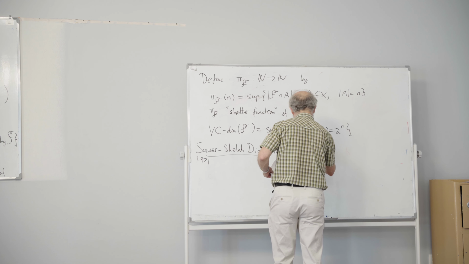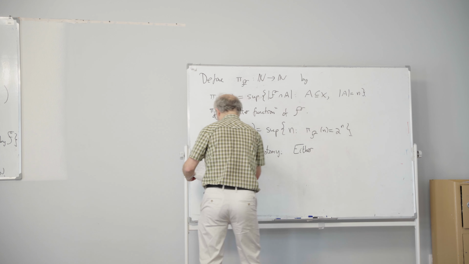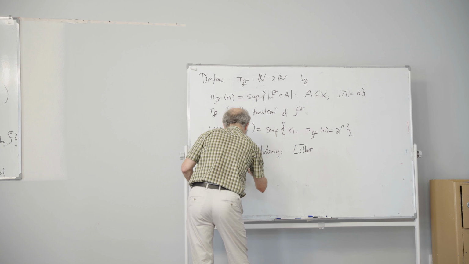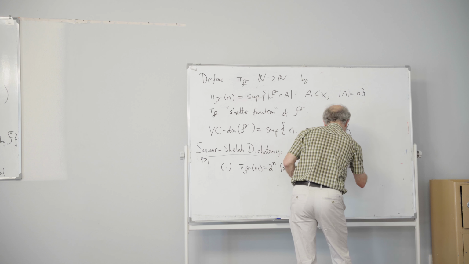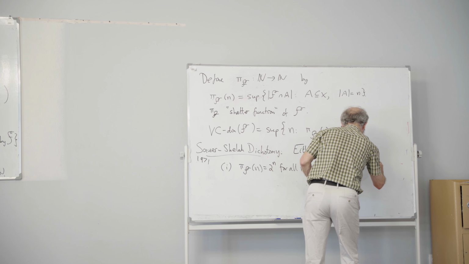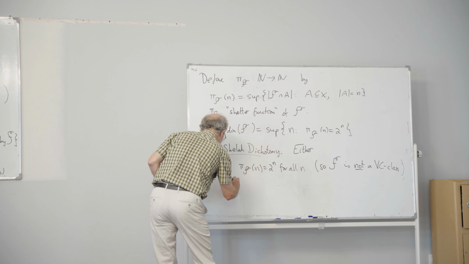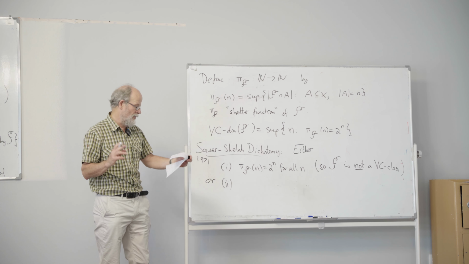either pi f of n equals 2 to the n for all n. So this means curly f is not a VC class, because you can shatter arbitrarily large sets. Or, and this is the surprising thing, pi f is actually bounded polynomially.